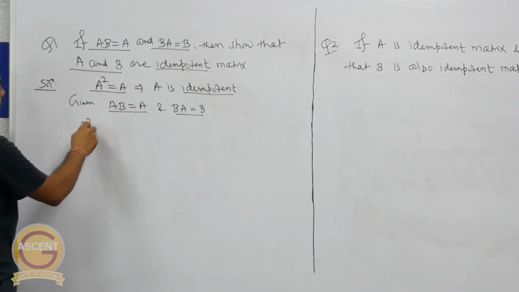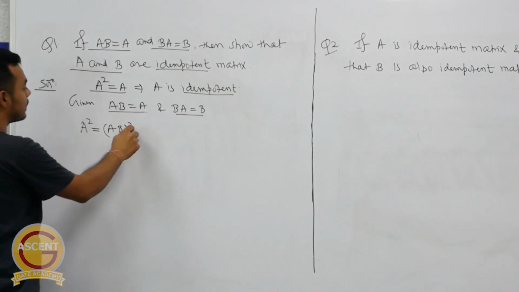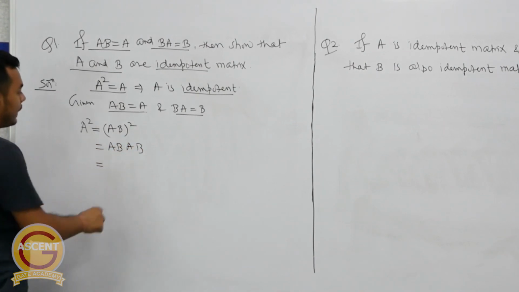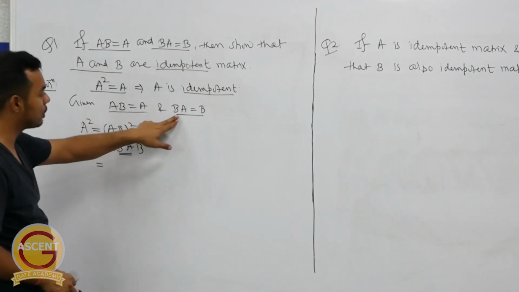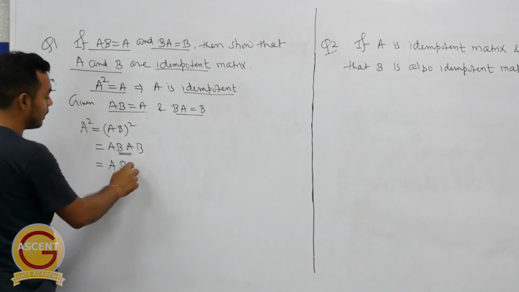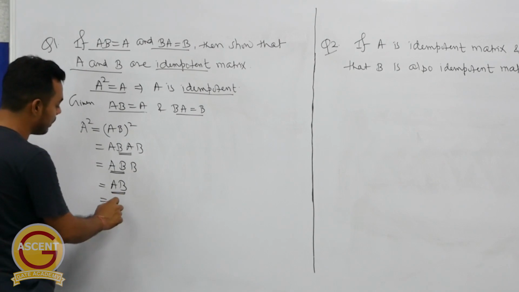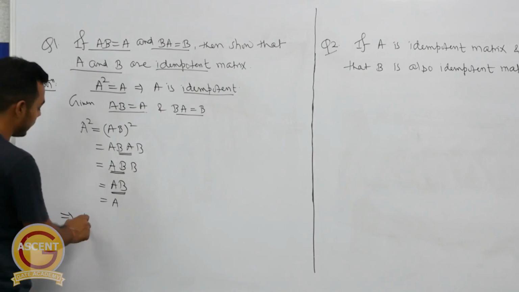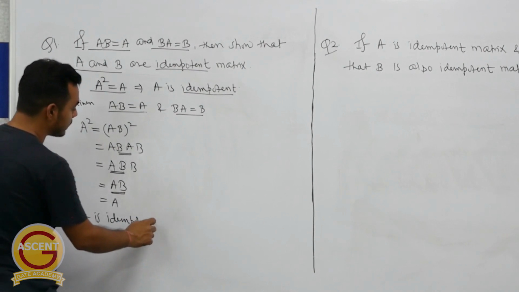So see, A is nothing but AB, so I can write A square as AB square. Now AB square will mean AB into AB. In place of AB you can write A, and in place of BA you can write B. So now this will become A, in place of BA we can write B, and in place of this AB we can write A. So finally this will become A. So as you can see, A square is A, and this means A is idempotent. If A square is matrix A, then it means matrix A is an idempotent matrix.